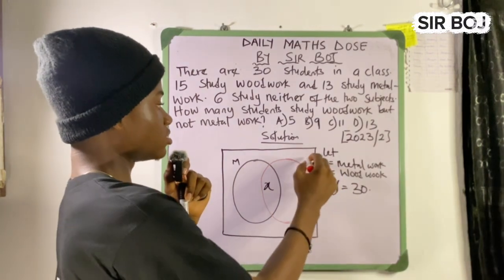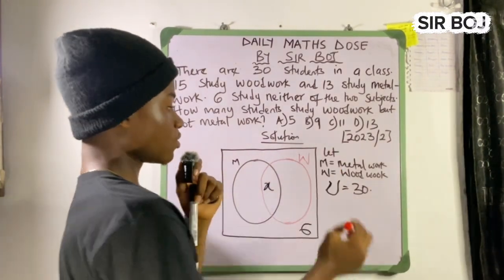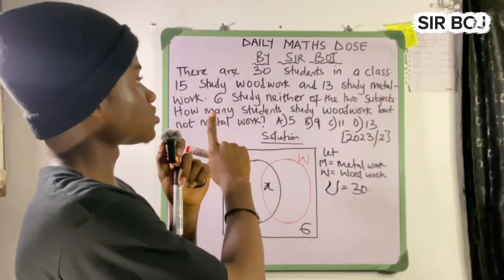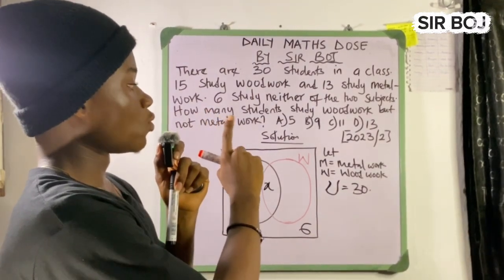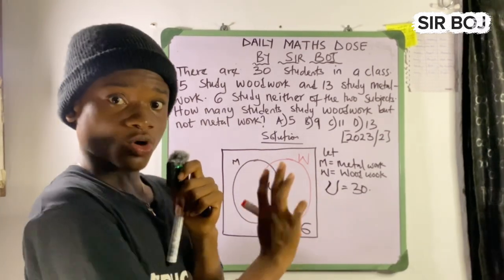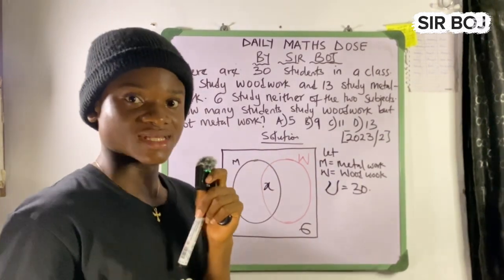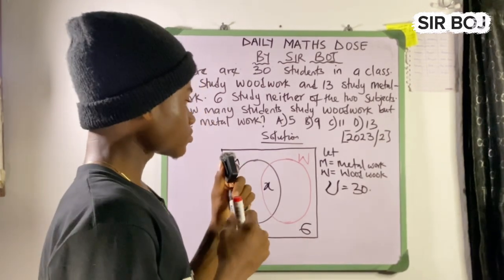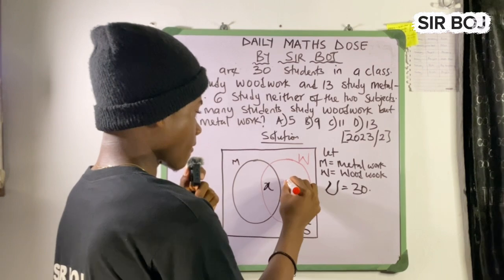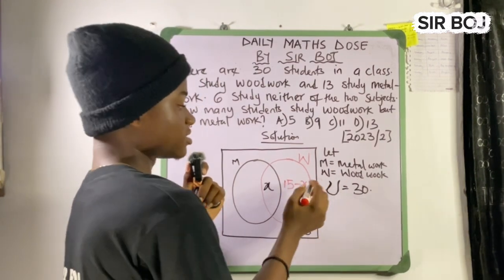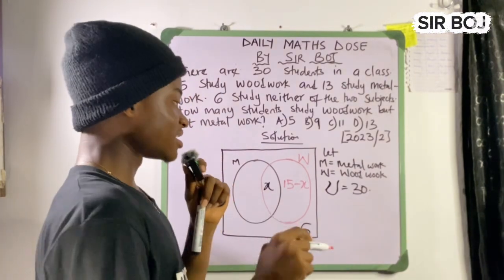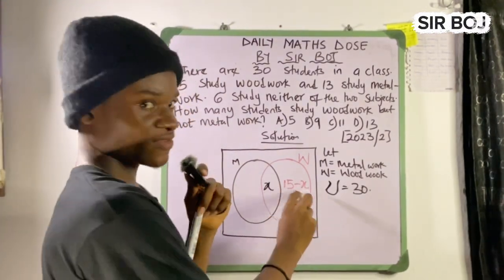So we call this W, that's for woodwork. If we have 15 students who study woodwork, it's going to be this circle, and woodwork only is going to be 15 minus X. Are we together? Because this whole circle is 15. Now we want to find the number of students who study woodwork only, and that is 15 minus X.